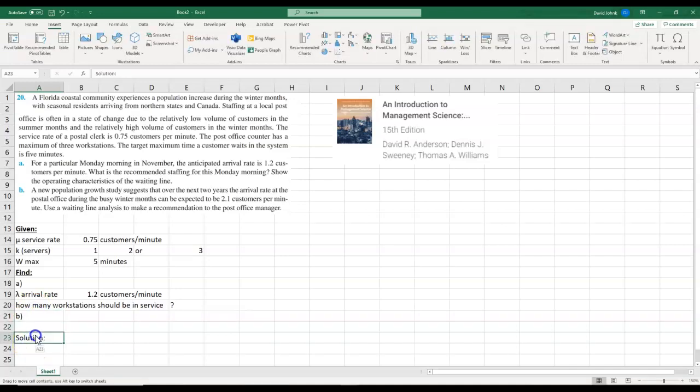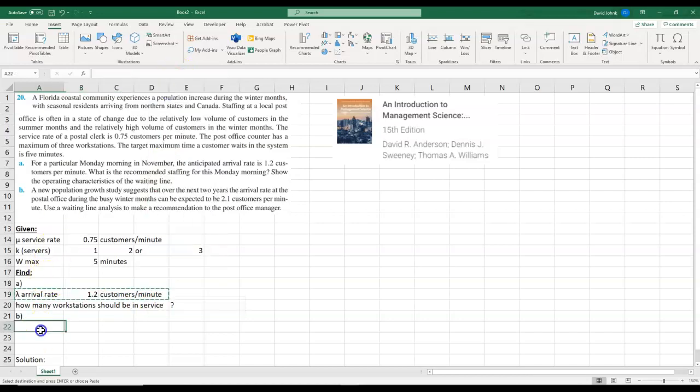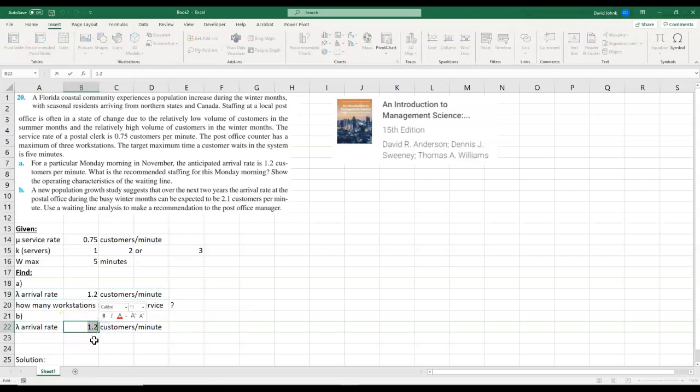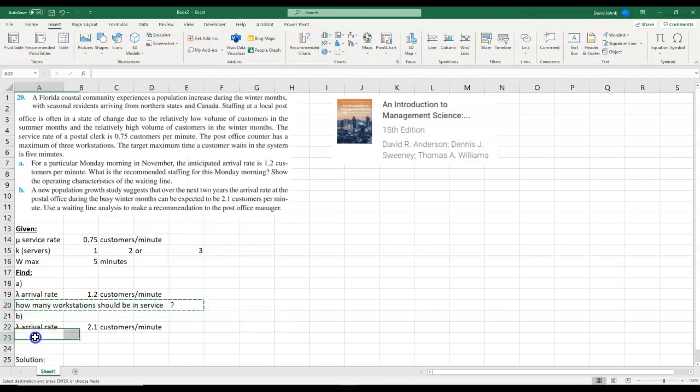B, we want to know, well, now they're going to say the arrival rate. Let me copy this. In part B, their arrival rate has changed. It's going to grow to 2.1 customers per minute. And I guess we could ask the same questions. How many workstations are we going to need now? Right? And then we're going to make a recommendation.